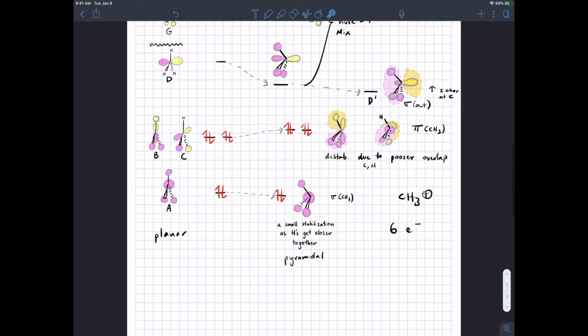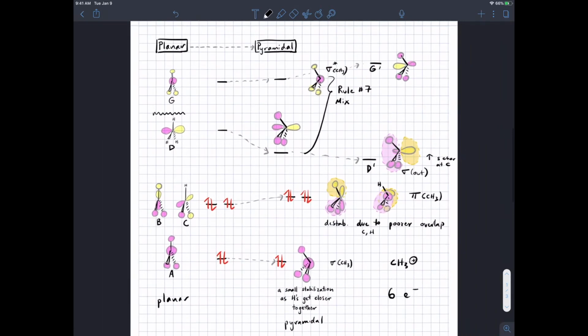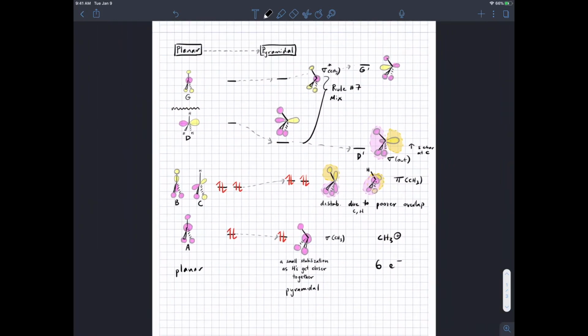Now, what if we modified this and said, okay, instead of... Yes, the question is, can I explain again why we know that it is planar? Yeah. And I'm zooming out so we can see the whole figure.